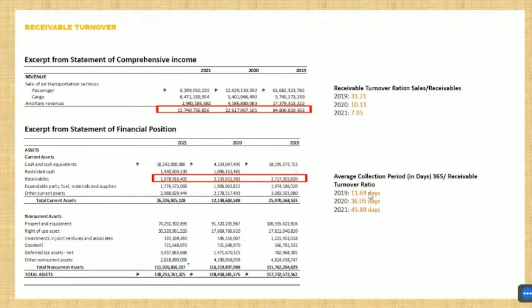Kung saan itong pagbaba na ito, ini-imply na yung effectiveness ng company in collecting accounts receivable from customers has decreased also, which can be clearly seen in the increased average collection period in 2019 with 11 days to 36 days in 2020 and 45 to 46 days in 2021. So next is the fixed asset turnover ratio. Next slide.